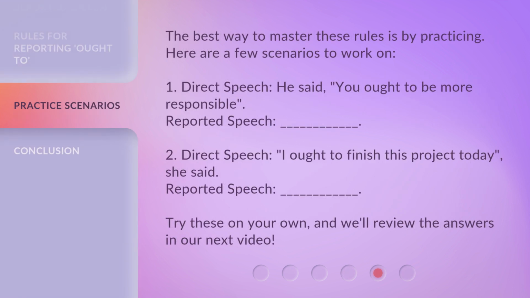The best way to master these rules is by practicing. Here are a few scenarios to work on. 1. Direct speech. He said, "You ought to be more responsible." Reported speech, blank. 2. Direct speech. "I ought to finish this project today," she said. Reported speech, blank. Try these on your own, and we'll review the answers in our next video.